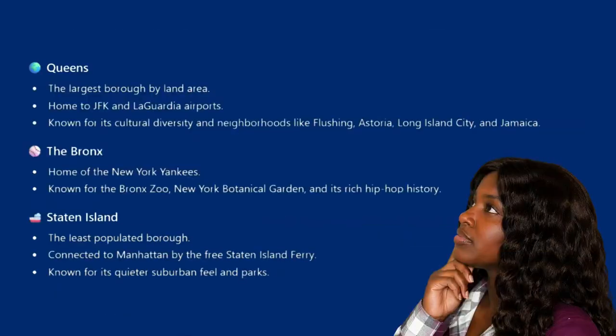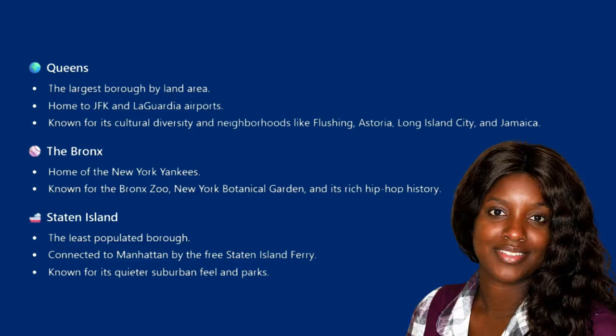Brooklyn, the most populated borough, known for neighborhoods like Brooklyn Heights, Williamsburg, Park Slope, Fort Greene, and Coney Island. Queens, the largest borough by land area, home to JFK and LaGuardia airports, known for its cultural diversity in neighborhoods like Flushing, Astoria, Long Island City, and Jamaica. The Bronx, home of the New York Yankees, known for the Bronx Zoo, New York Botanical Garden, and its rich hip-hop history. Staten Island, the least populated borough, connected to Manhattan by the free Staten Island Ferry, known for its quieter suburban feel and parks.